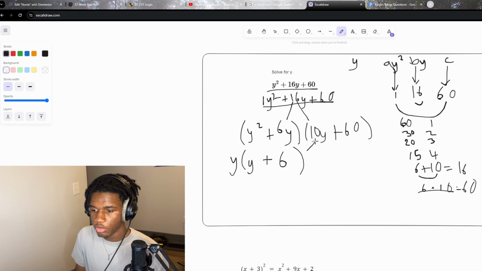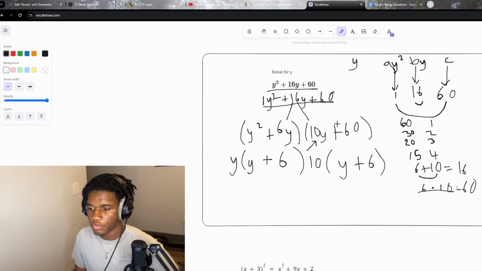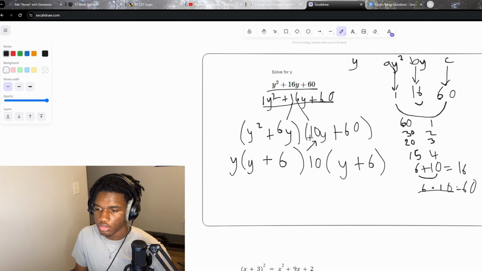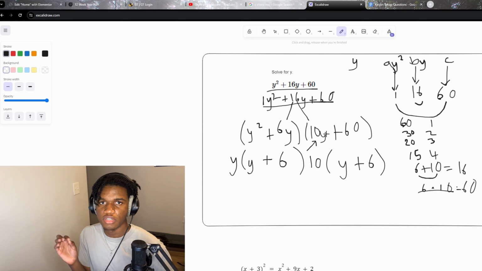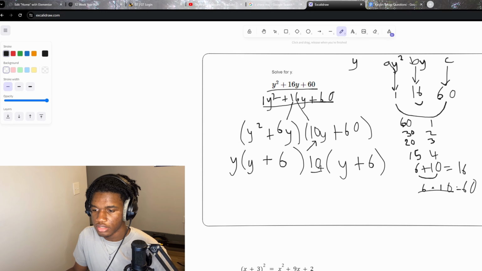And these can both be multiplied by 10, so you can have 10 on the outside, and you have y plus 6. This is just me factoring out 10 from these two. If you're not sure how to do that, you just see a number they have in common and divide both of them by that number. Here it's 10. 10y divided by 10 is y. 60 divided by 10 is 6. Then you put the 10 on the outside.